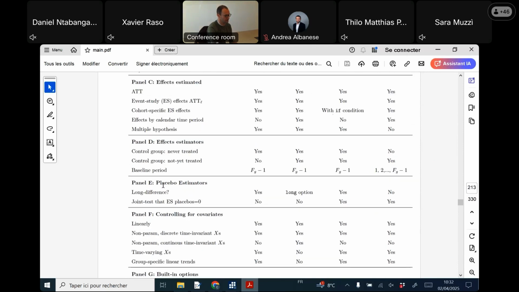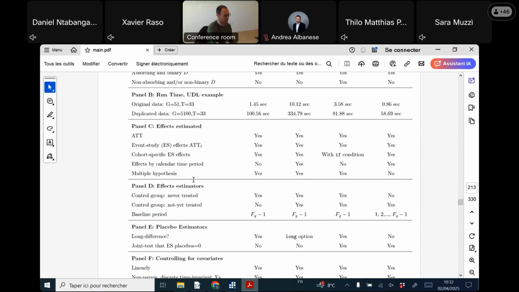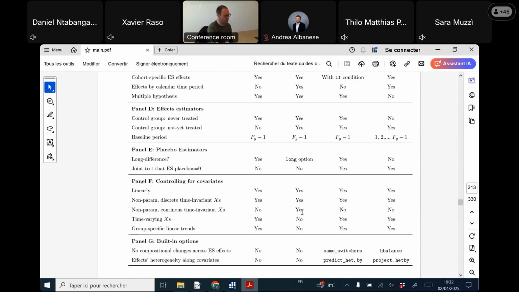Other differences that are perhaps interesting: a strength of the CS-DID package is that it's the only one that allows you to control for time-invariant covariates non-parametrically in every case, even if the covariates are continuous. All the other packages only allow you to control non-parametrically for discrete covariates. If you have continuous covariates, you can control for them, but linearly. So that's a dimension on which the CS-DID command is remarkable.